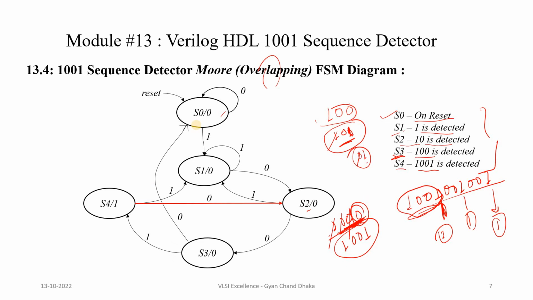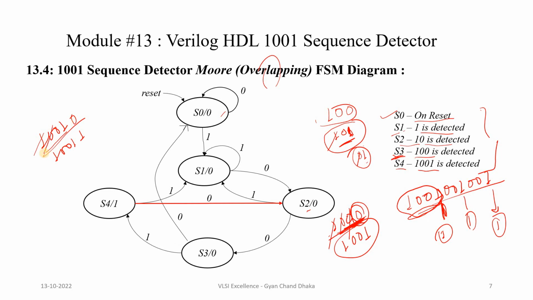Now when we are in S4 state, that means 1001 has already been detected. Now the next bit can be either 0 or 1. So now let's see if the next bit is 0. If the next bit is 0, then where will it go further? So let's start removing the bits from starting one by one. So we will remove our 00010. There is no state which can detect 0010.